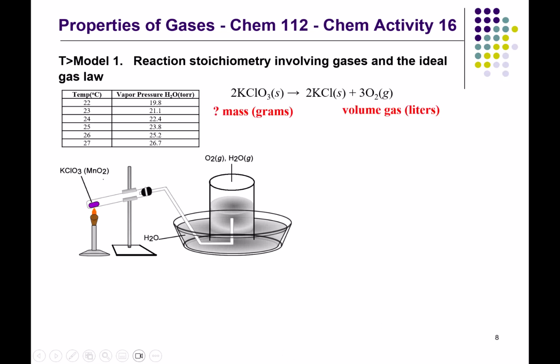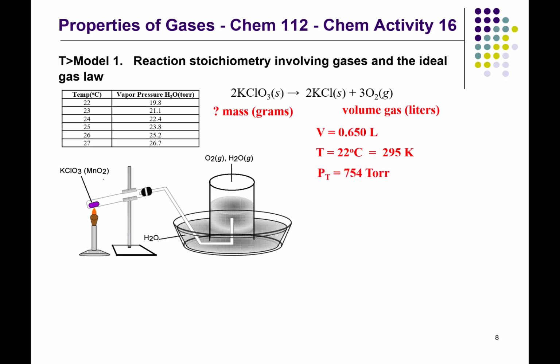So we know the volume of gas in liters that we're trying to generate. We're trying to find out what mass in grams of potassium chlorate is required. The volume that was generated is 0.650 liters. The temperature was 22 degrees Celsius, which corresponds to 295 Kelvin.